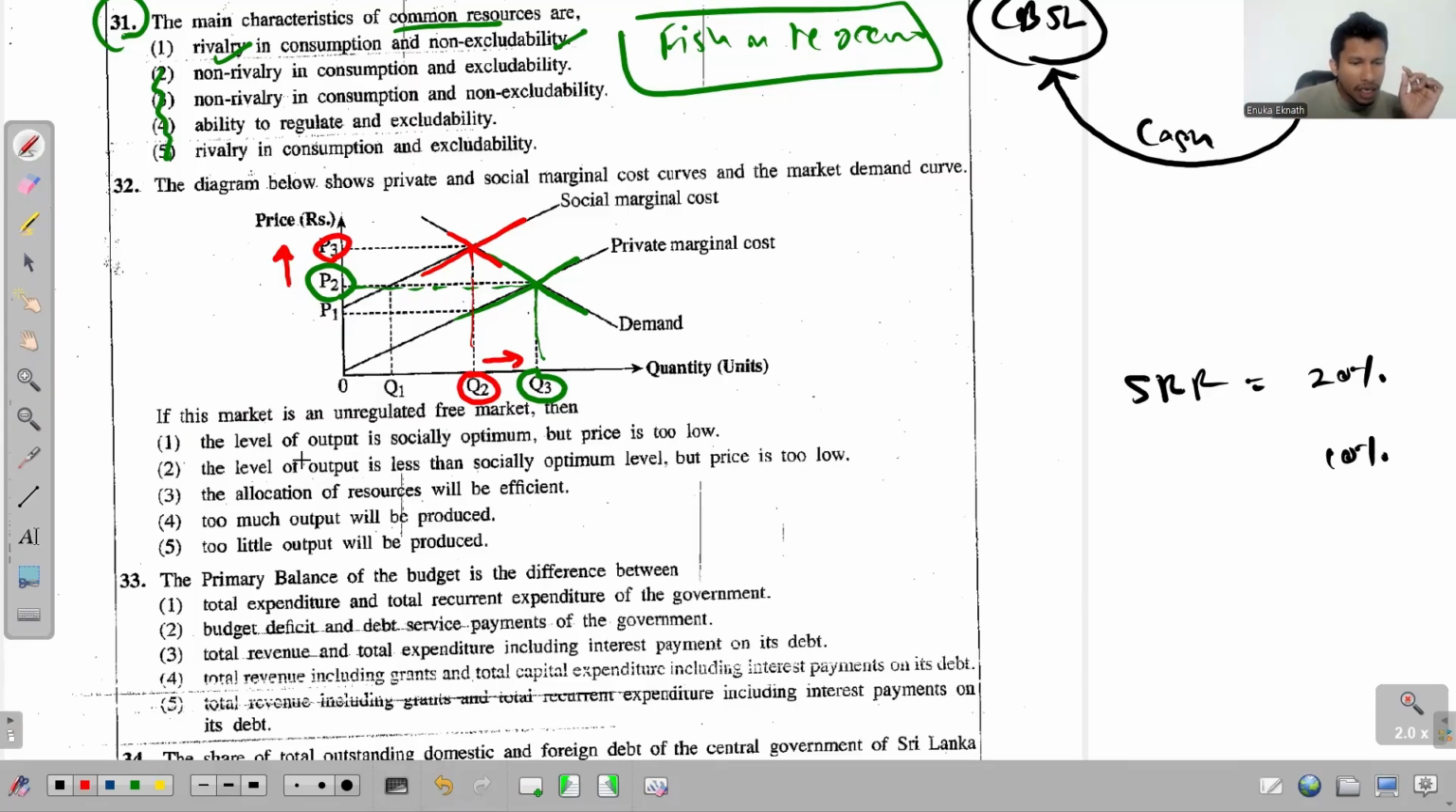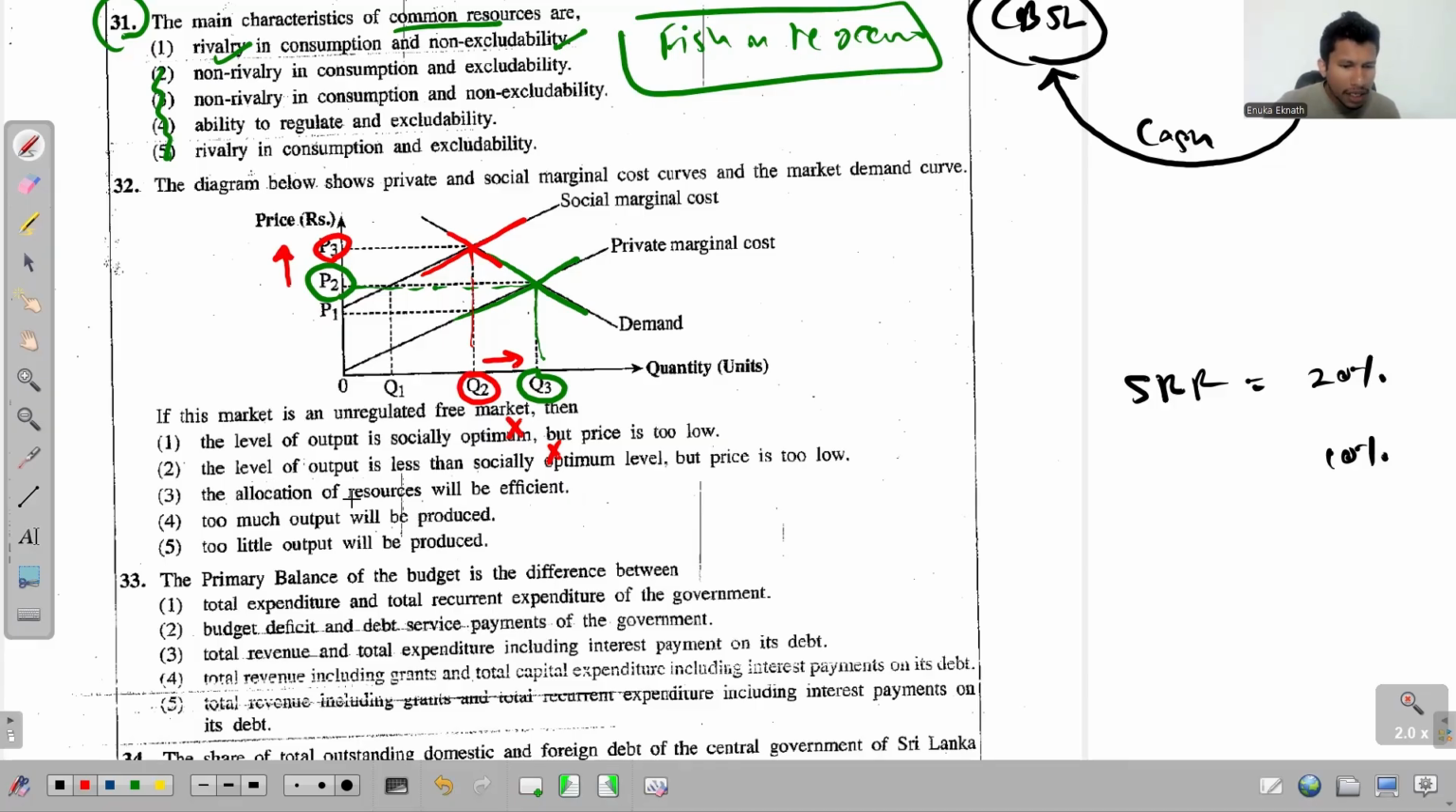So we will read this. First one says, the level of output is socially optimum. Is it the socially optimum level of output that we have in this free market? No. Right? The output is higher than the socially optimum output. So this part is wrong, so no point of reading the other part. Again, the second one says the level of output is less than the socially optimum level. Is it less than the socially optimum level? No, it's really higher than the socially optimum level. So that is also wrong.